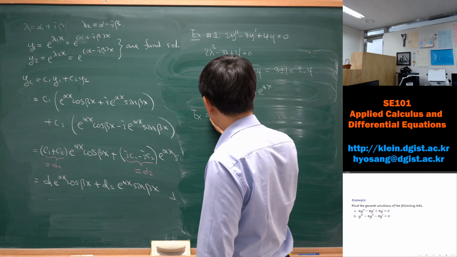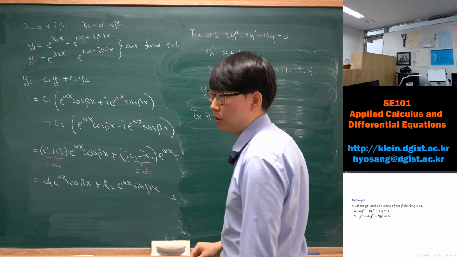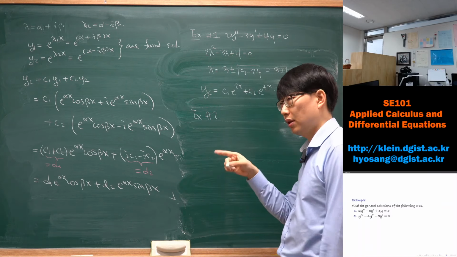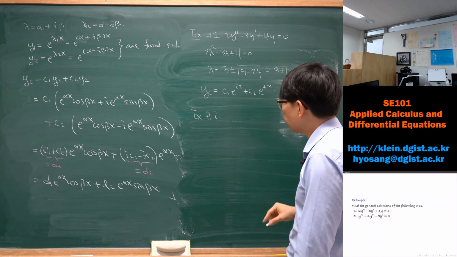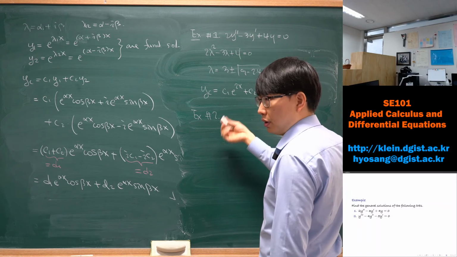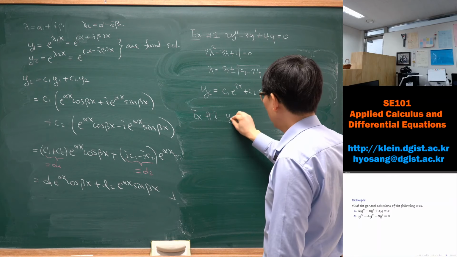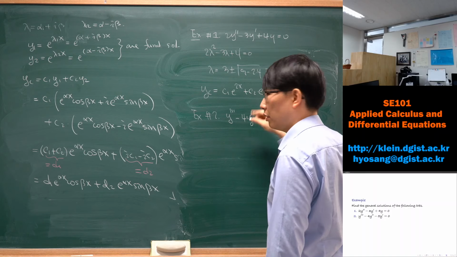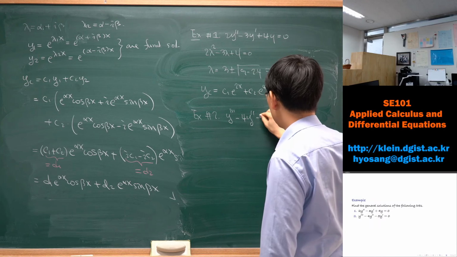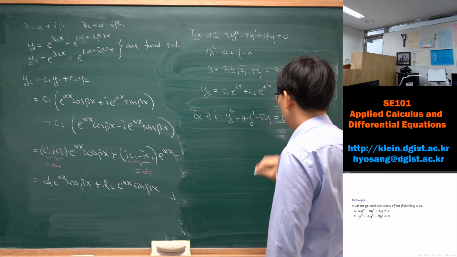So the second example is not a second order differential equation. It's a third order differential equation. The last y is 0 because the coefficient is 0. You can find the characteristic equation in the same way that you have the characteristic equation in the second order differential equation.